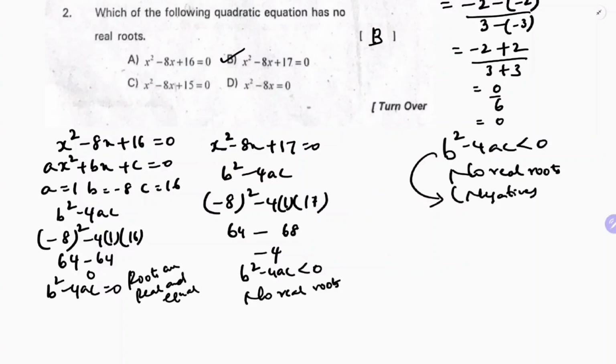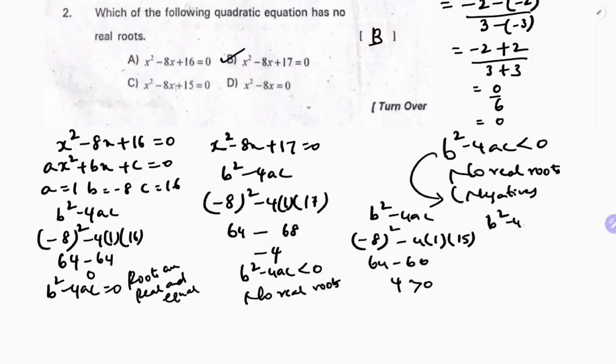If we check for C and D also, for C, b square minus 4ac is minus 8 whole square minus 4 into 1 into 15. 64 minus 60, which is 4, greater than 0. So real and distinct. And for the last one, b square minus 4ac is minus 8 whole square minus 4 into 1 into c, where c is 0 because we don't have a constant in option D. So 64 minus 0, 64. So greater than 0, real and distinct.